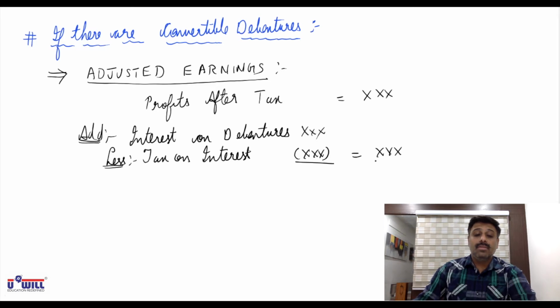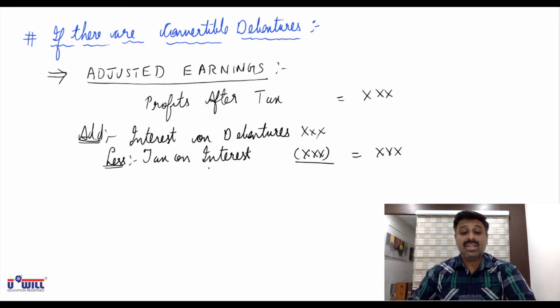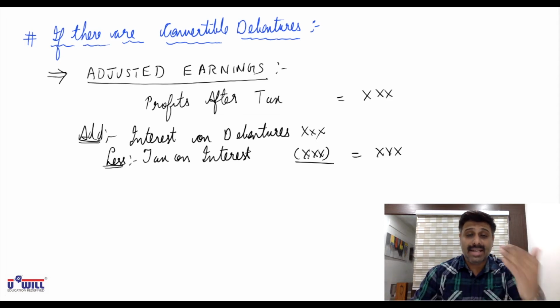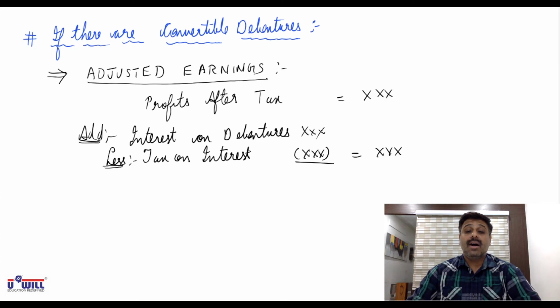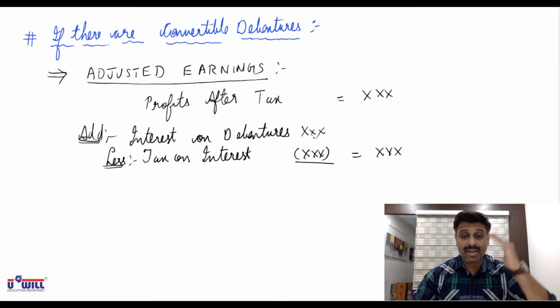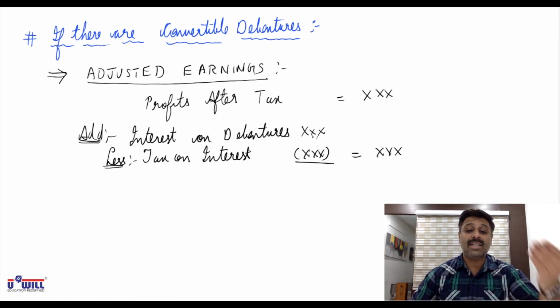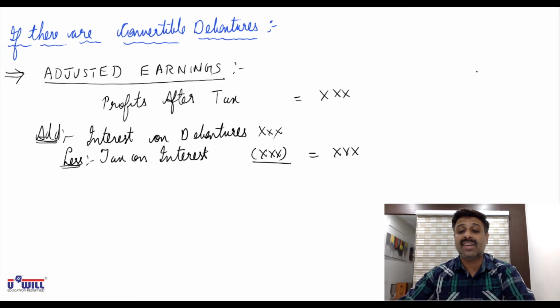Now, understand the logic. Why will we minus tax on interest? See, presently when we are paying interest, our tax burden decreases because interest comes before tax. In future, if we don't pay interest, our tax burden will increase. Understand it with a rough example first.